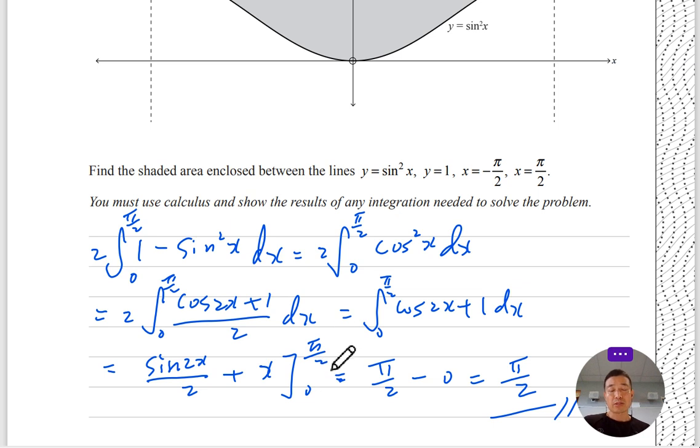So, I just remind you, you have to plug pi over 2 first, right? And then take away when you plug 0. So the difference is just pi over 2. All right?